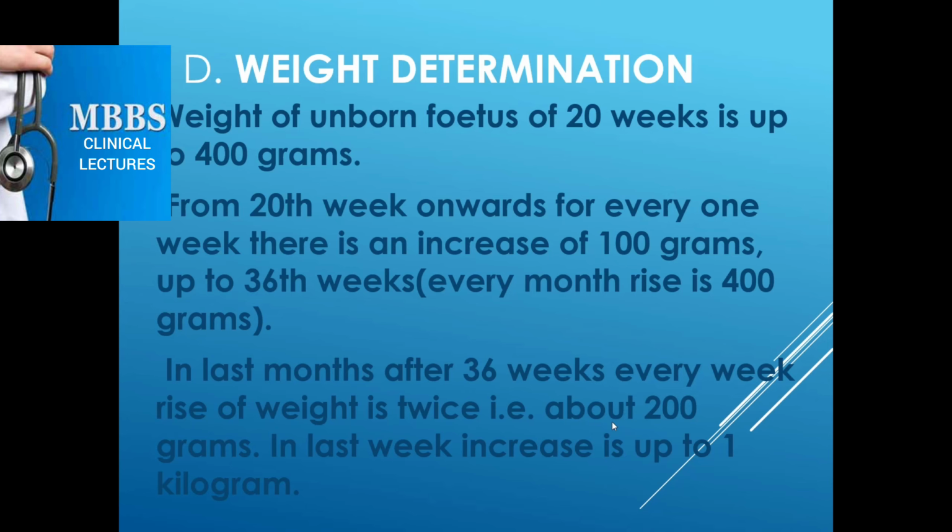In the last month of the pregnancy, means after 36 weeks, every week the rise of weight is twice, becomes double, means 200 grams per week. And in the last week, it may increase up to 1 kilogram.